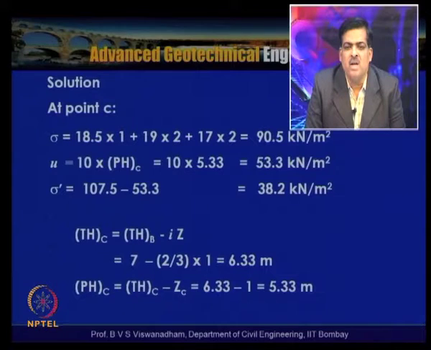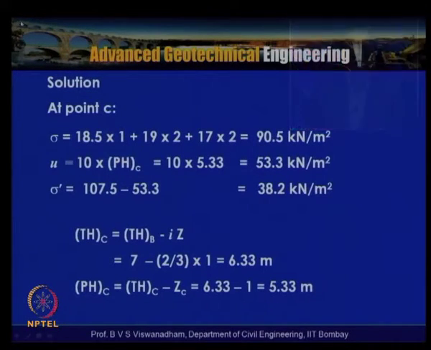So the total head at C is nothing but the total head at B minus i into Z, which we can write as 7 minus 2 by 3, the hydraulic gradient, that is a 2 meter head loss over a soil layer length of 3 meters, that is 2 by 3 into Z equal to 1. So with that, 6.33 meters. The pressure head at C can be obtained like this: total head at C is 6.33 minus elevation head of 1 meter. So the pressure head at C is 5.33, as explained here.